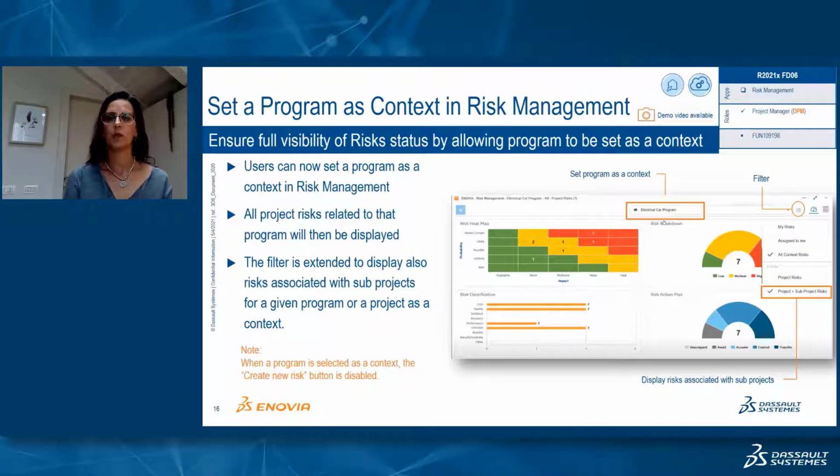In the Risk Management widget, we display all risks that exist in the platform, but we can filter the view to display only risks associated with a particular project by putting the project name in the context field. Since FD06, we can also set a program as a context, and in this case we display all risks associated with all projects belonging to that particular program. An additional enhancement, we extended the filter menu, and now it is possible to also display risks associated with sub-projects.